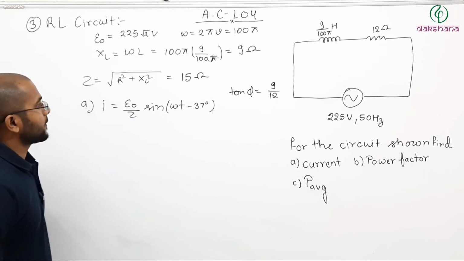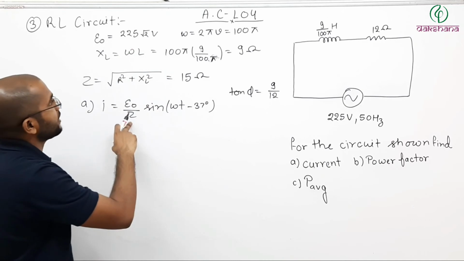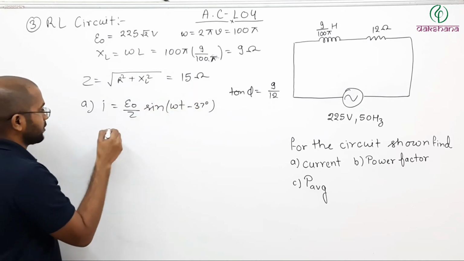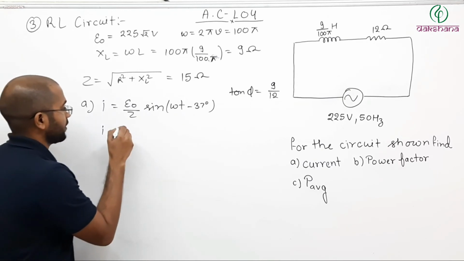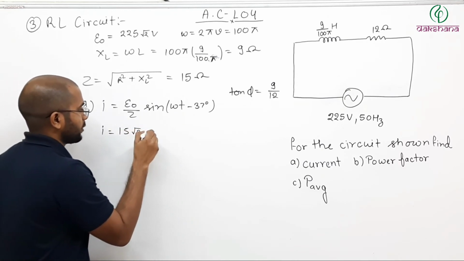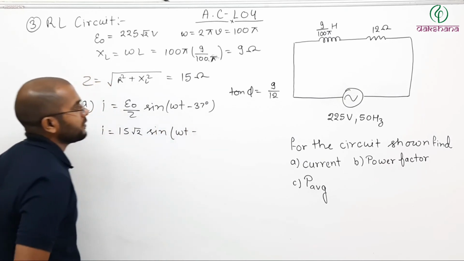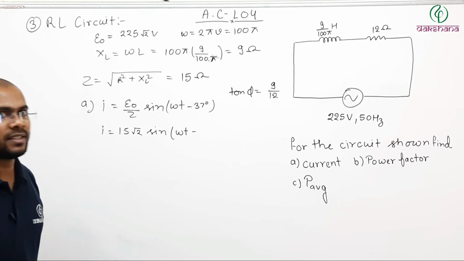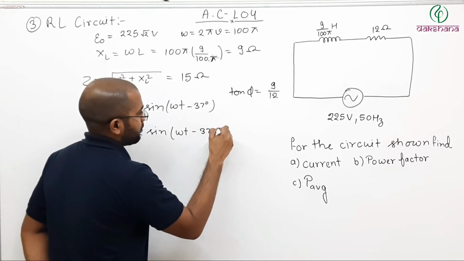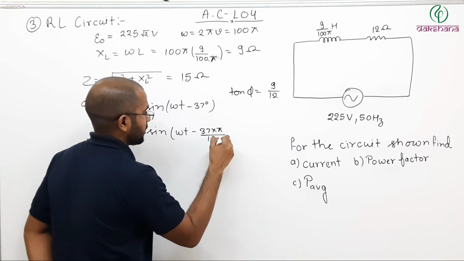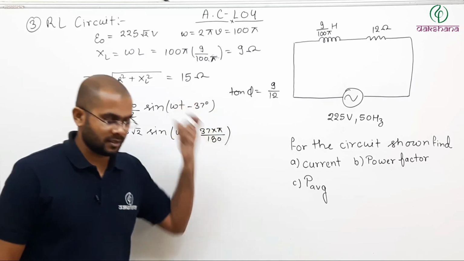So E naught is how much? E naught is 225 root 2 and Z is how much? 15. So I naught is nothing but 225 root 2 by 15, which is 15 root 2. So I is 15 root 2 sine of omega t minus, if you want to convert 37 degrees into radian, then 37 into pi divided by 180. So that is your current in this circuit.